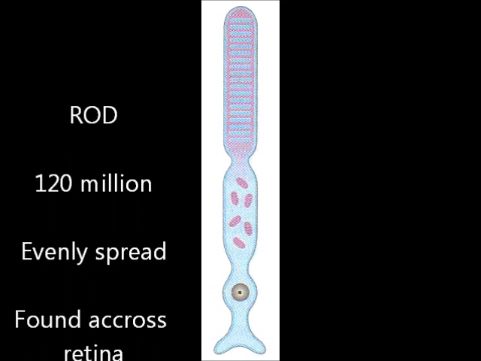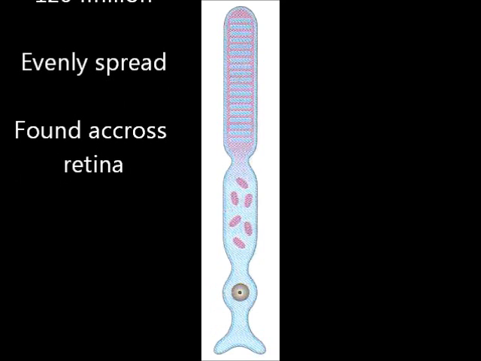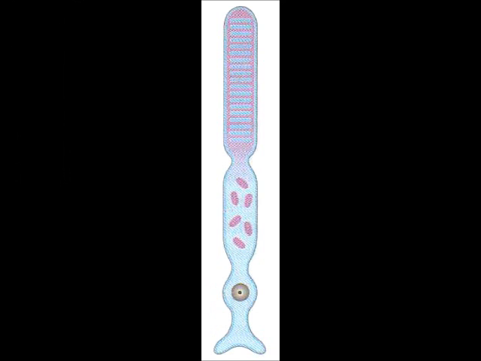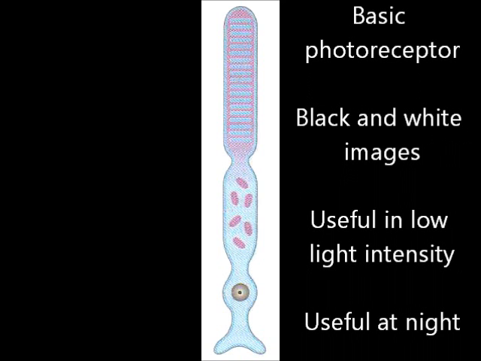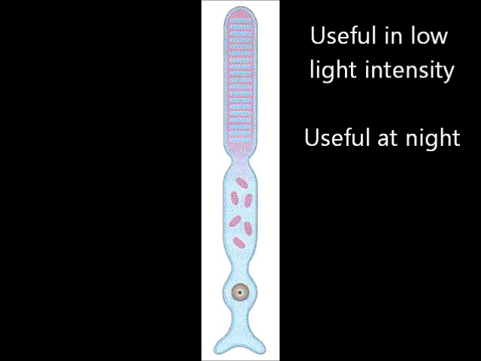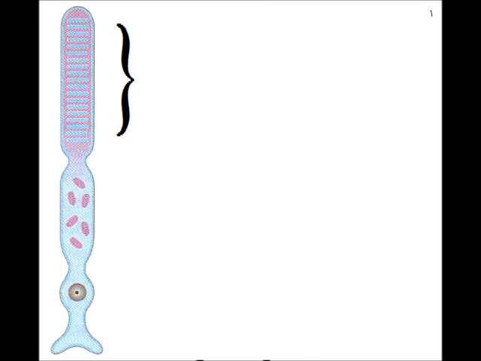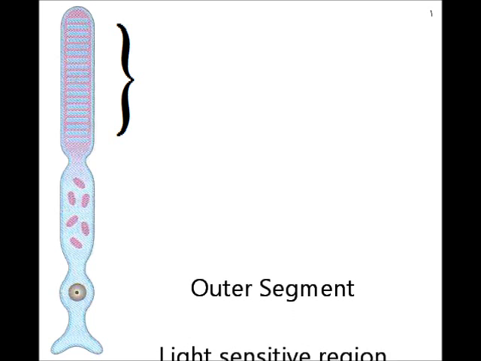We have around 120 million evenly spread rods in each eye across the retina. Rods are a very basic photoreceptor and only provide a black and white picture, which is very useful in low light intensities or at night. Rods are made up of four regions.